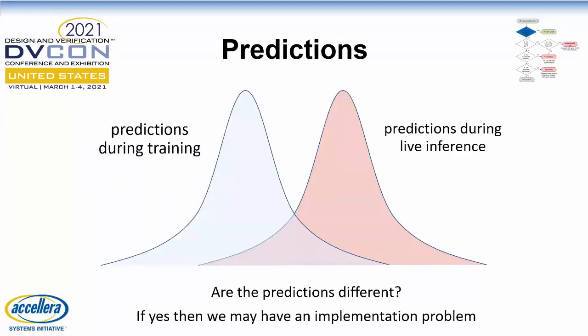So, how do we know if something is wrong? The issue here is that a single prediction isn't a clear indicator of whether there is a problem or not.